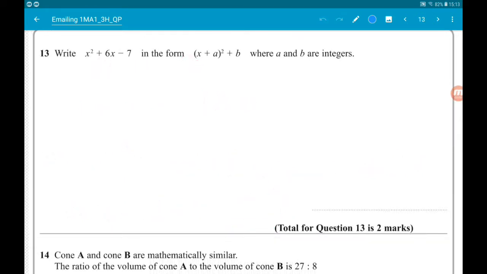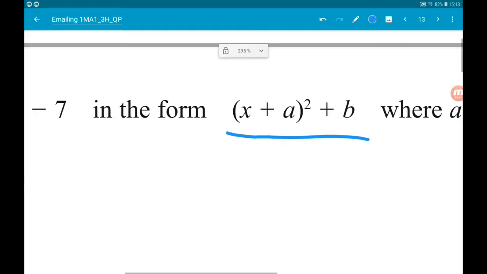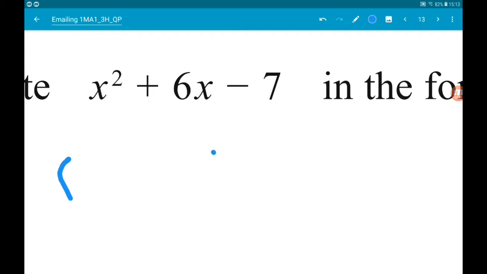Okay, number 13 wants us to write the quadratic x squared add 6x minus 7 in the form (x add a) squared add b, where a and b are integers, so whole numbers. Okay, so this is completed square form. I've got a whole playlist on this down below. It's nothing scary. So what we need is a single pair of brackets with the x in there and a square on the outside. The minus 7 can stay on the outside for now.